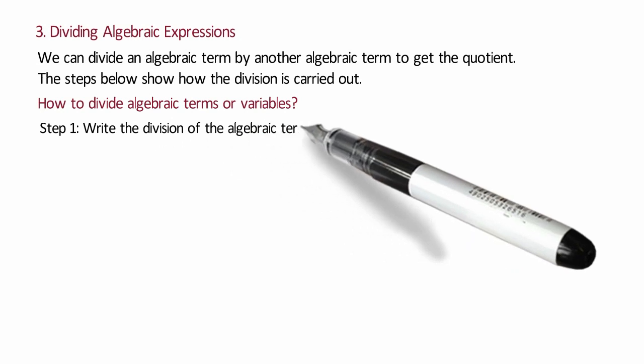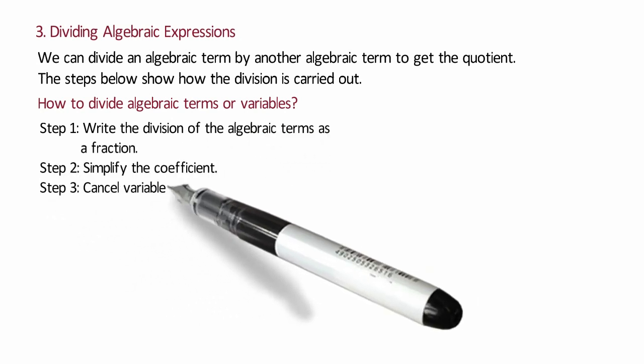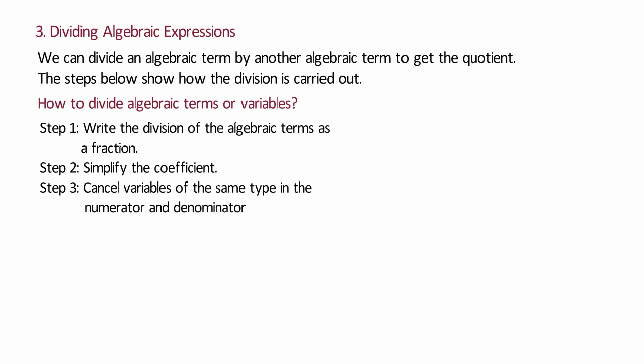Step 1. Write the division of the algebraic terms as a fraction. Step 2. Simplify the coefficient. Step 3. Cancel variables of the same type in the numerator and denominator.